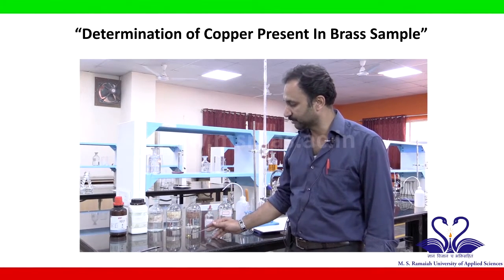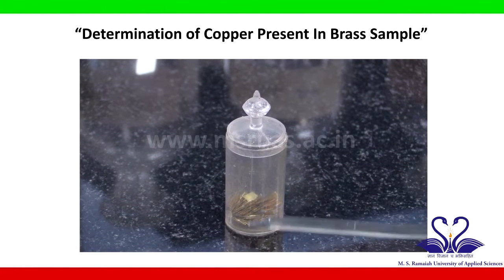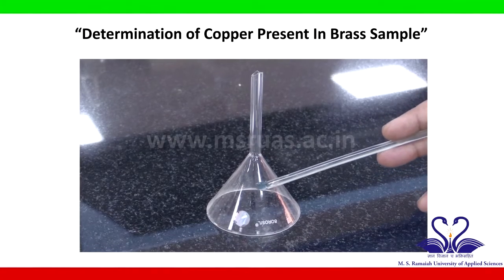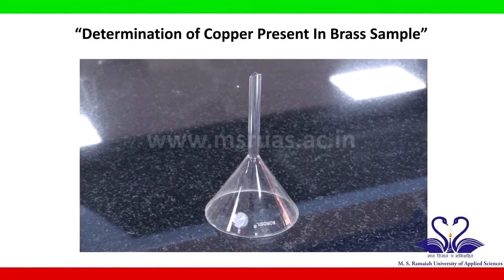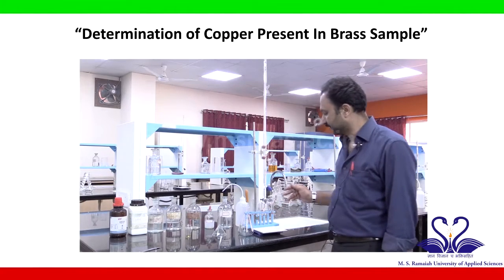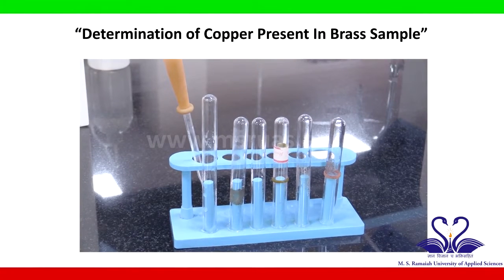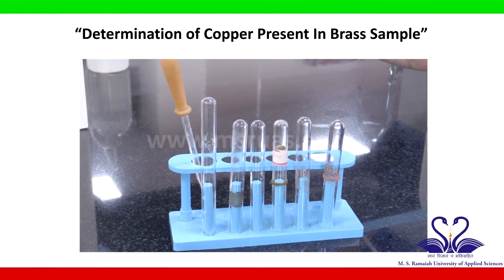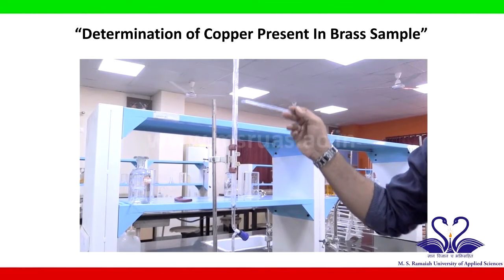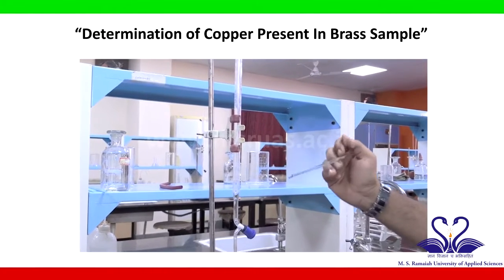We have a known quantity of brass piece, which you have to use for the analysis. We have a glass funnel to transfer the standard solution to the burette, a conical flask where we are going to do the reactions, test tubes to add the acetic acid, ammonia and so on, and a dropper to add the nitric acid. The burette is a 50 ml burette where you are going to take the standard solution.